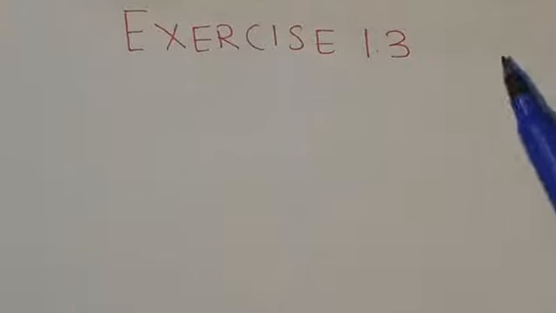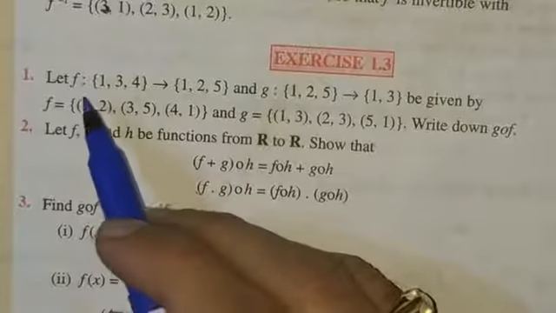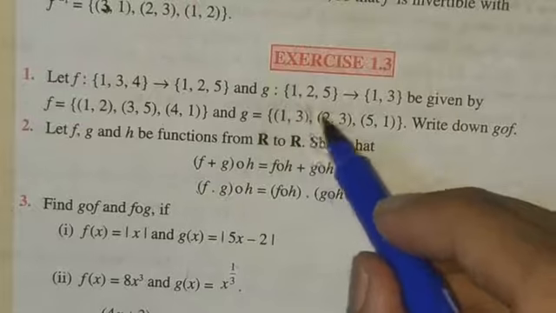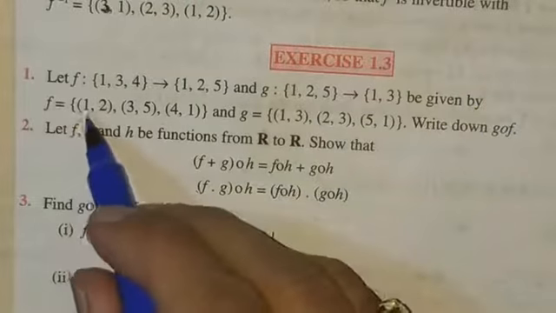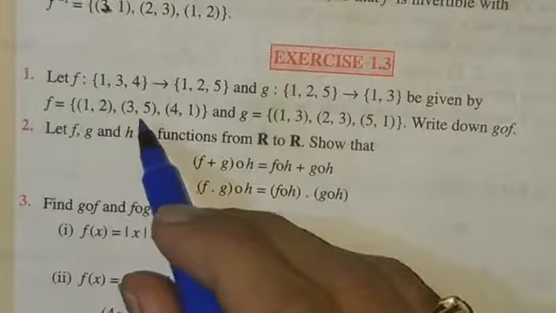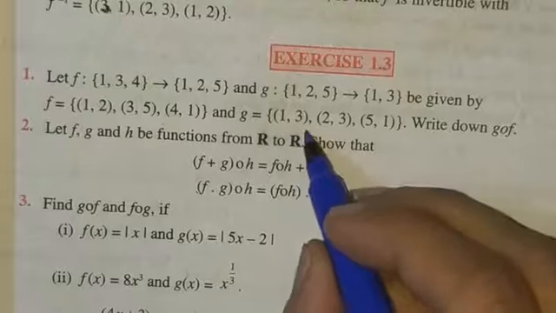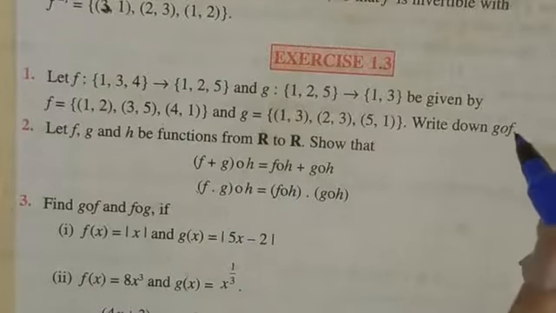In this video, let us do the exercise 1.3 from problem number 1 to problem number 6. The first problem is given as: let f from {1, 3, 4} to {1, 2, 5} and g from {1, 2, 5} to {1, 3} be given by f equal to the set of ordered pairs (1, 2), (3, 5), (4, 1) and g equal to the set of ordered pairs (1, 3), (2, 3), (5, 1). Write down g composition f.